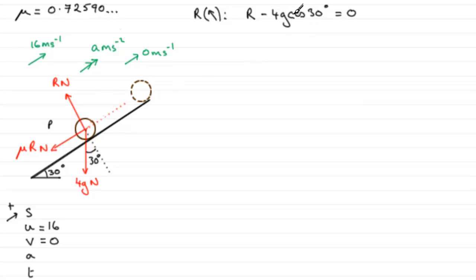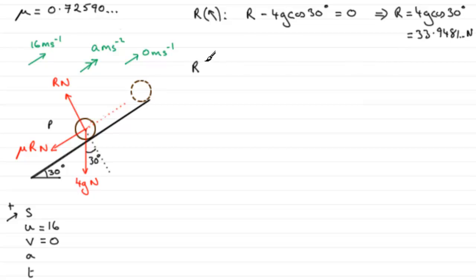So therefore, if we rearrange this, we can see that it follows that R equals 4g cosine 30 degrees. You can work this out if you like. It comes out at 33.9481 and so on, newtons. Now we can resolve up the plane.